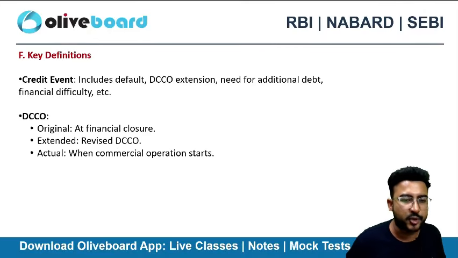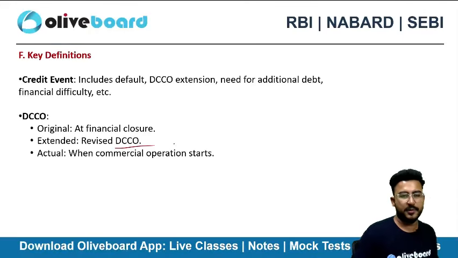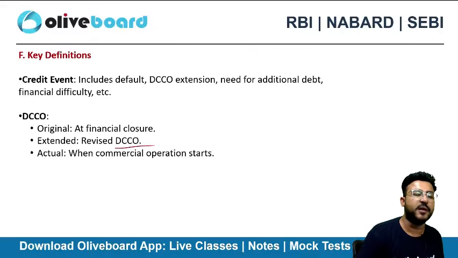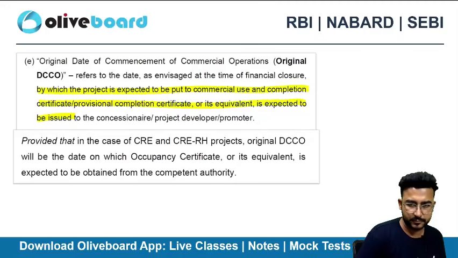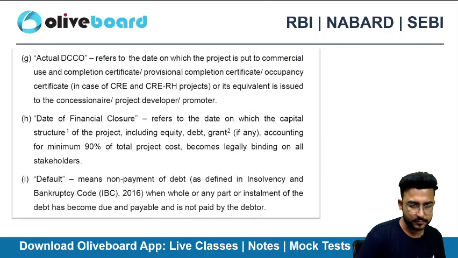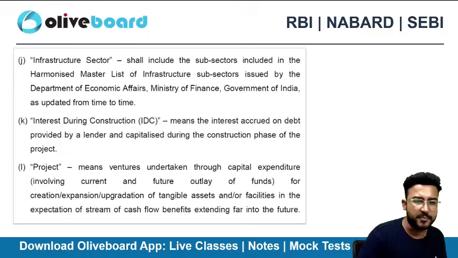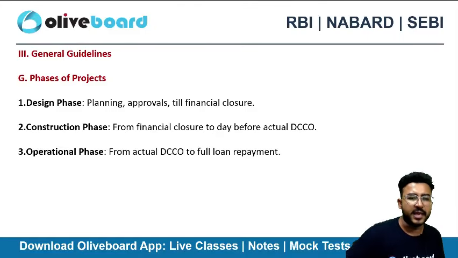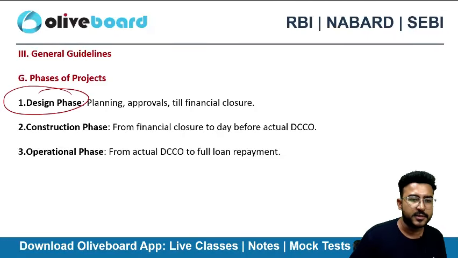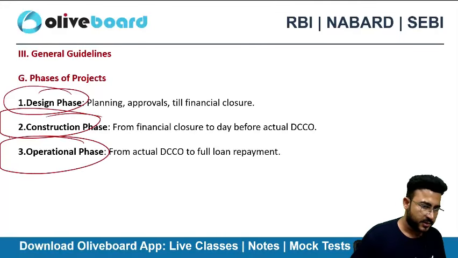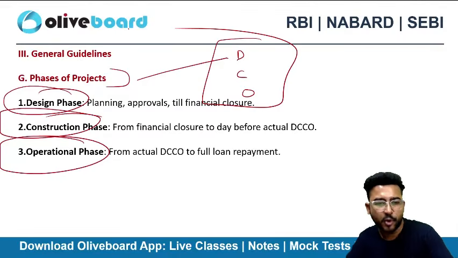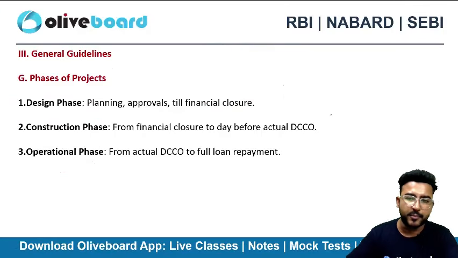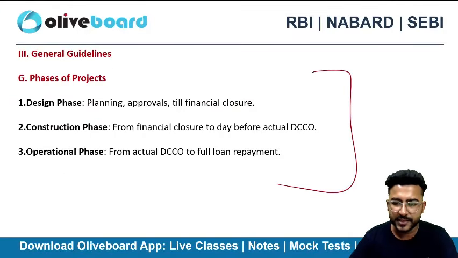Acha, what is DCCO? Date of commencement of commercial operation. That's what DCCO is all about. What you need to remember in this particular circular is there are three phases: design phase, construction phase, and then operational phase, right? Every project has three phases: design, construction, and then operational. You need to remember the starting point of each and every phase.